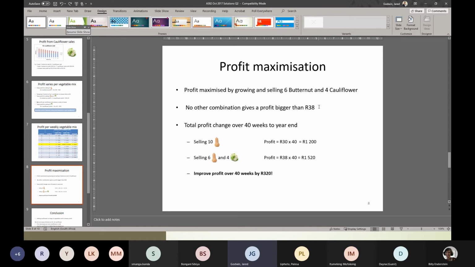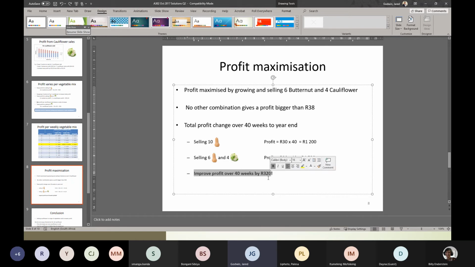But a lot of students stop there, because that's just your profit per week. You want to then state the total profit change over the 40 weeks, because they were just selling butternuts. So what does this mean from a global point of view, from the end of the year? If we're selling just 10, this is what our profit would be by the end of the year. It was 30 Rand a week as we were tracking, just chugging along. We've got 40 weeks left, so we'll have 1,200 Rand. But if we do this new optimal mix, we can have 1,520, and then state that you're improving your profit over 40 weeks by 320 Rand.